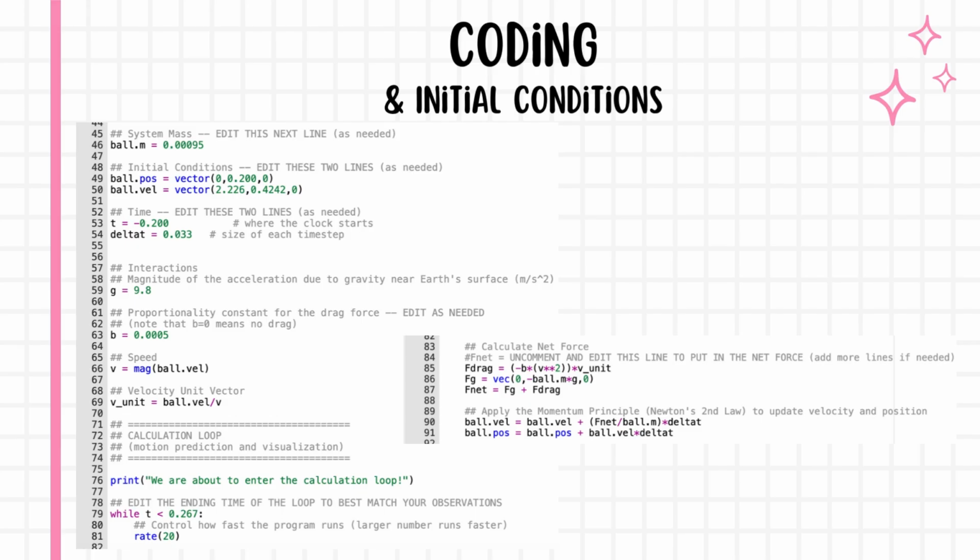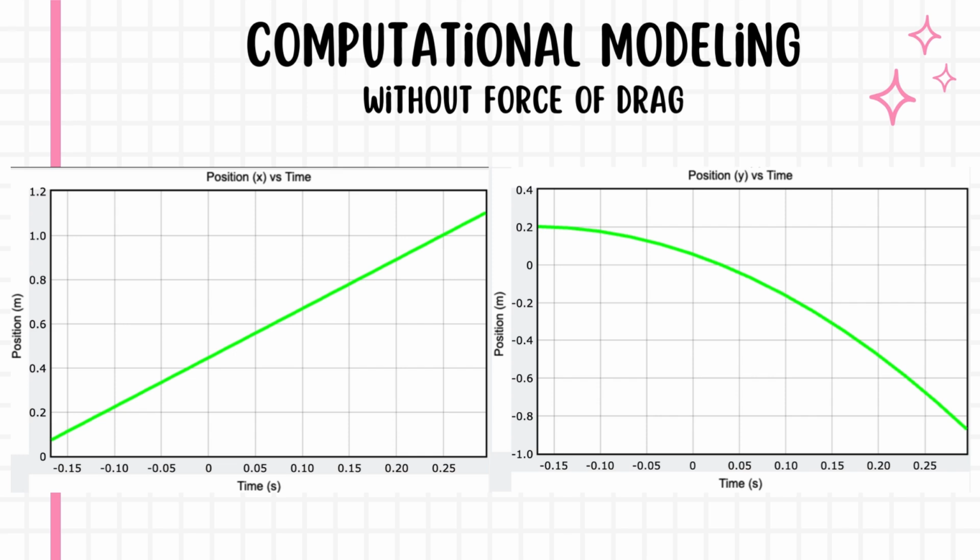I set gravity equal to 9.8 meters per second squared, and I set my drag coefficient to be equal to 0.0005. However, when I modeled no drag force, I simply set this coefficient equal to 0, and overall the code includes gravity and air drag forces to calculate the net force and uses Newton's second law to update velocity and position. This is the results from the computational model that only accounted for the force of gravity, and since the force of gravity only acts in the y direction, the velocity in the x direction given by the slope of the graph on the left is constant.